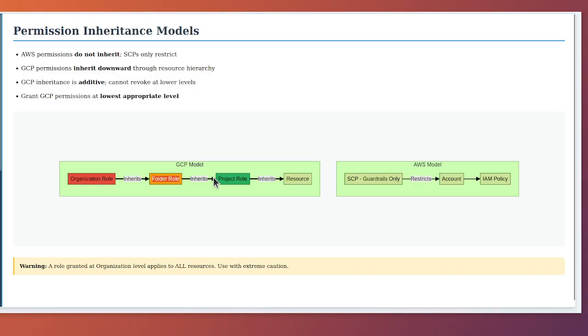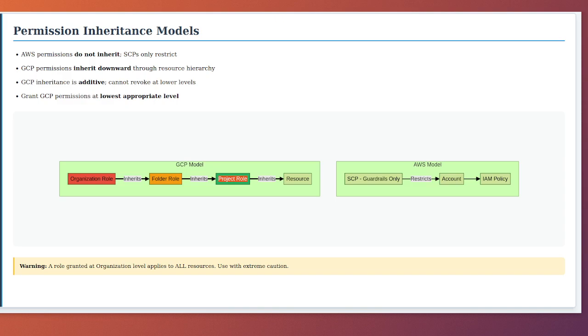This inheritance is additive and cannot be revoked at lower levels through standard IAM policies. If someone has a role granted at the organization level, you cannot remove that specific role from them at the project level. You can only add more roles. For restrictive controls, GCP uses IAM deny policies and organization policy service constraints, which operate separately from the IAM allow policies. The diagram illustrates this difference visually.